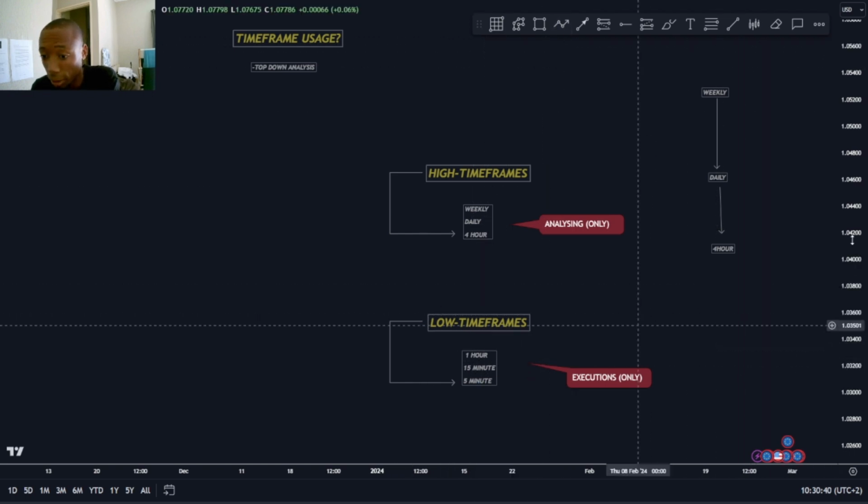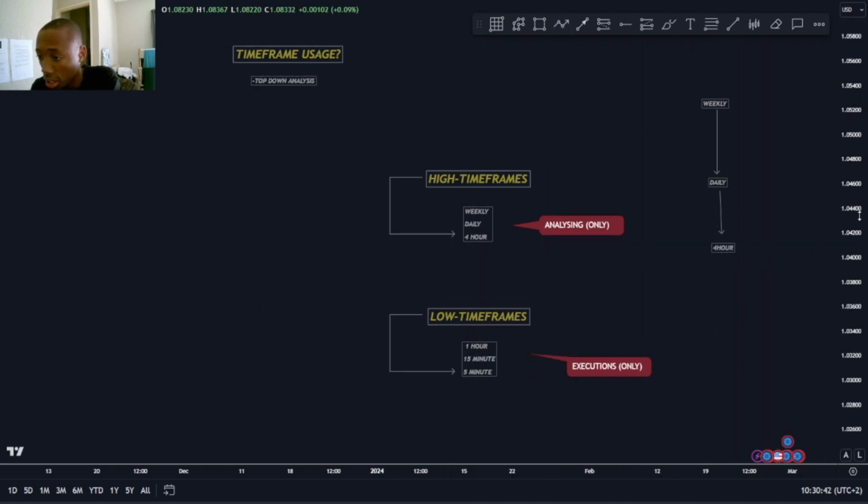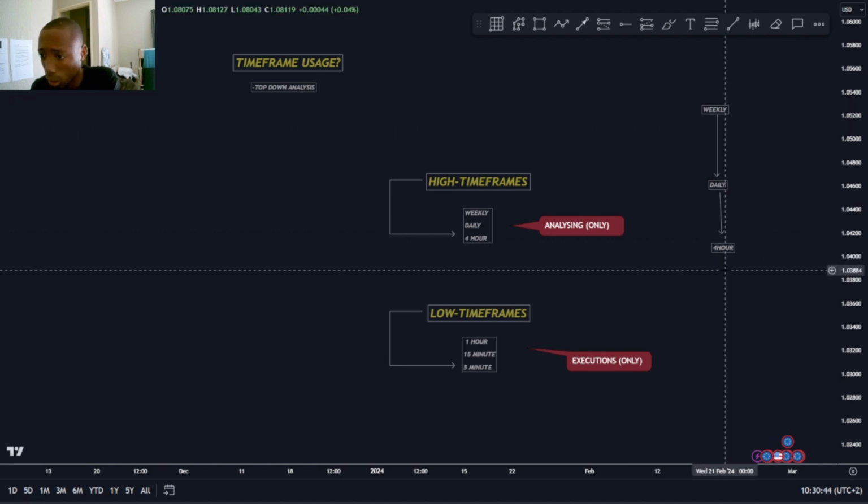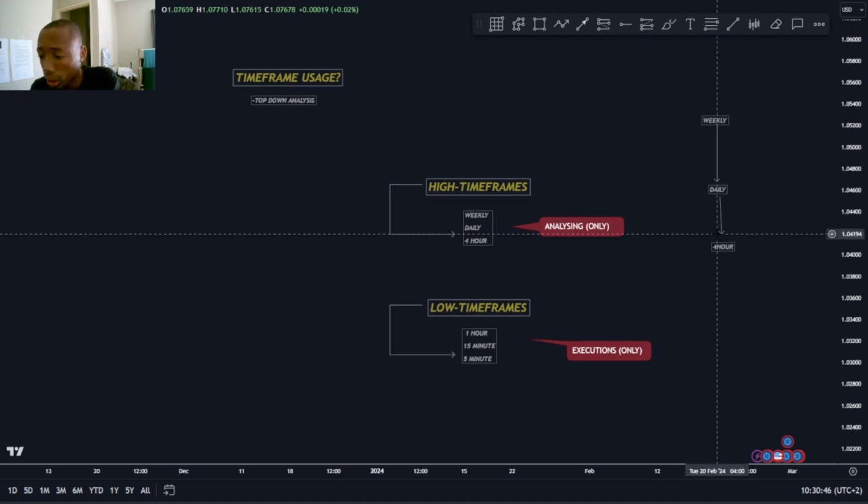lower time frame, such as the 1 hour. So from the 4 hour, if it doesn't make any sense, I wouldn't go to the 1 hour, because it doesn't make any sense. Why would I go to the lower time frames if it doesn't make any sense? Hence I'm saying this is like a doorway system.